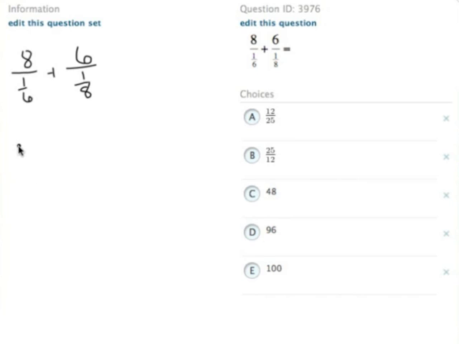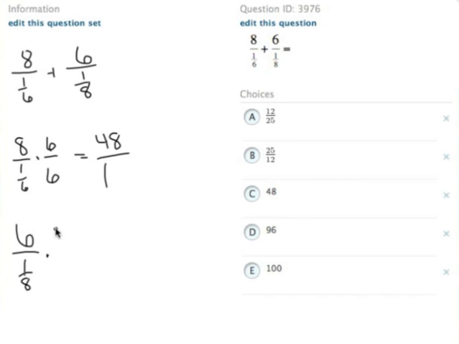So we take our first friend here, 8 over 1/6, multiply the numerator times 6 and the denominator times 6. 8 times 6 equals 48. 6 times 1/6 equals 1. So 8 over 1/6 simplified, less fractionized, gives us 48. We can do the same thing with our other friend here, 6 over 1/8.